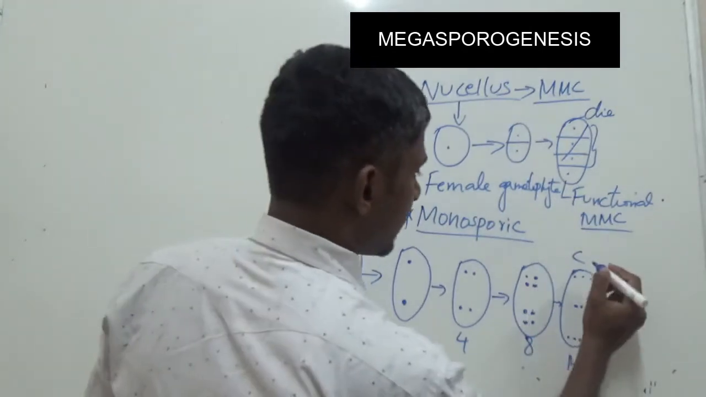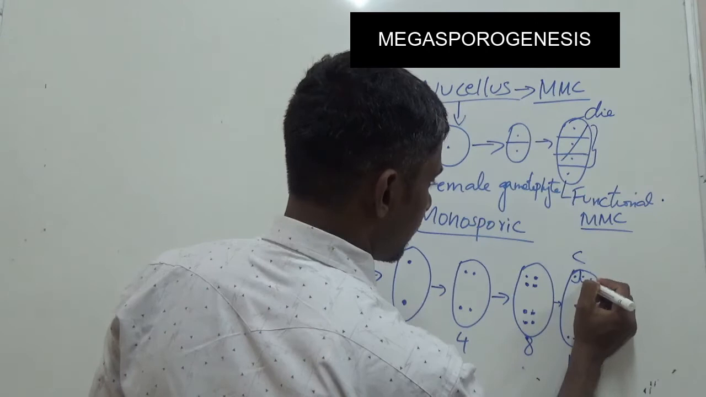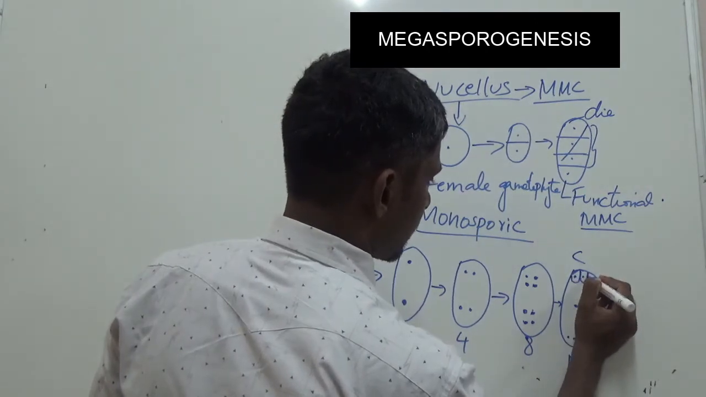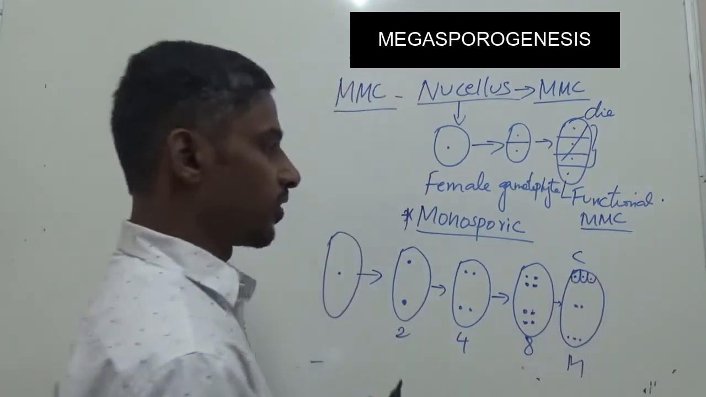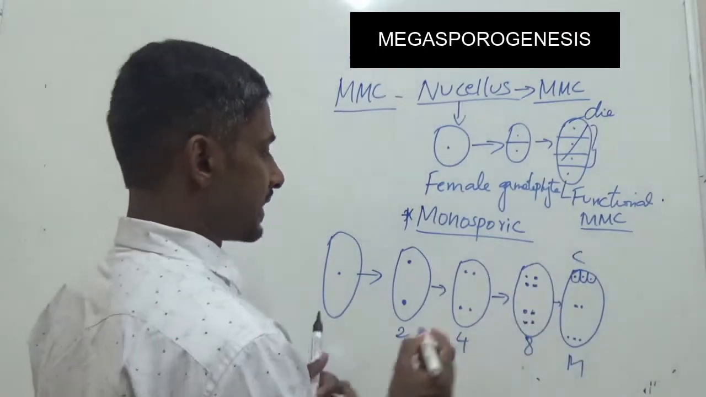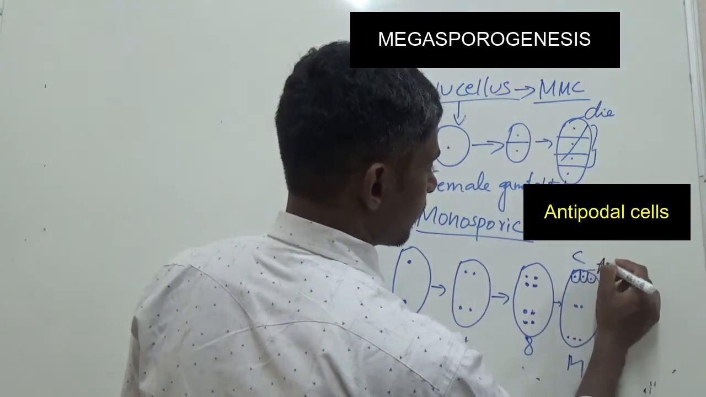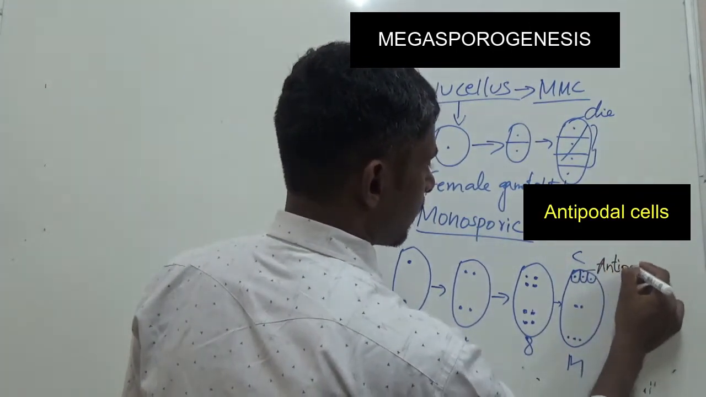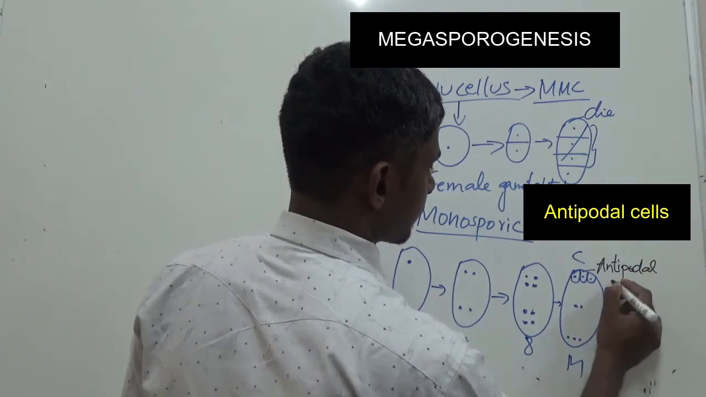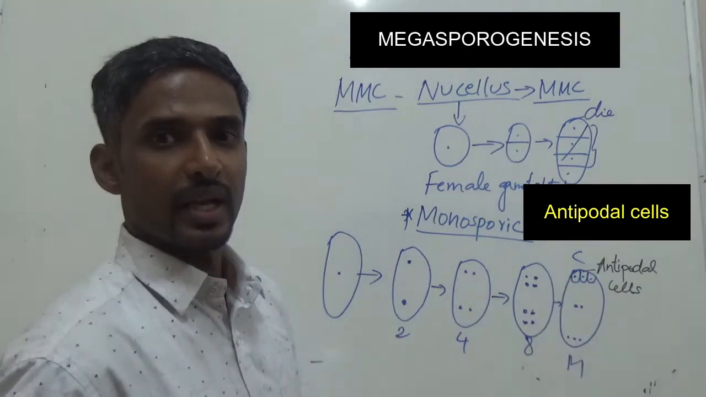And the nuclei which are there at this chalazal end, here the cell wall develops around these nuclei. So therefore we have 3 cells at the chalazal end, and these cells are called antipodal cells. That means cells which are towards the chalazal end.